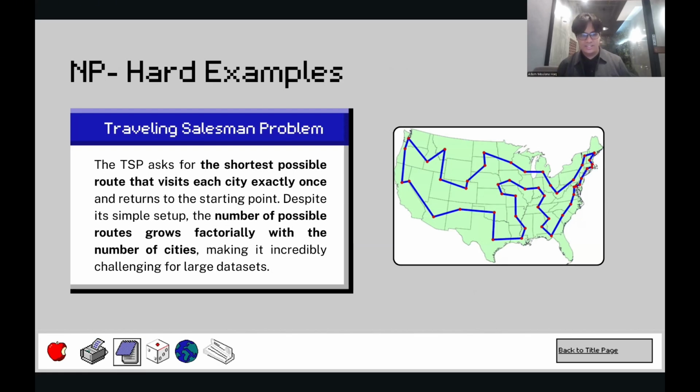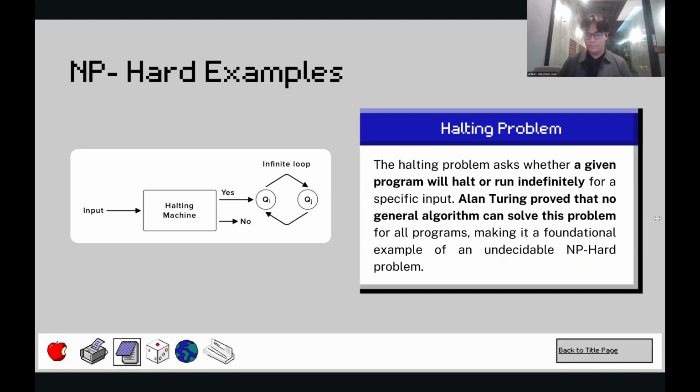As we can see here, the number of routes grows factorially with the number of cities, making it incredibly challenging for larger datasets. And here's another example of an NP-hard problem, which is the halting problem, where we are given a task to see whether a given program will halt or run indefinitely.